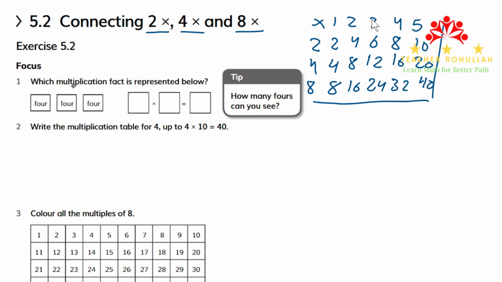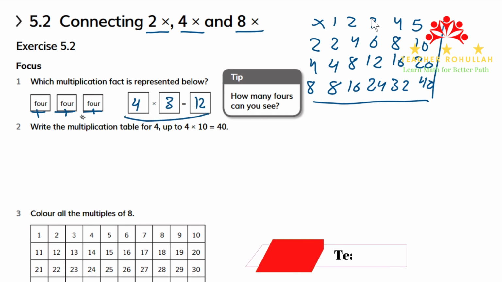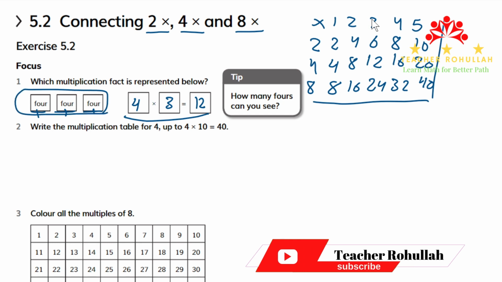In question 1, it says, which multiplication fact is represented below? In each group, we have 4. 4, 4, 4. So we can write 4 here, which is the number in each group. How many groups of 4 do we have? 1, 2, 3. So 3 times 4 is 12. This is the multiplication fact which is shown by the given numbers in this group.